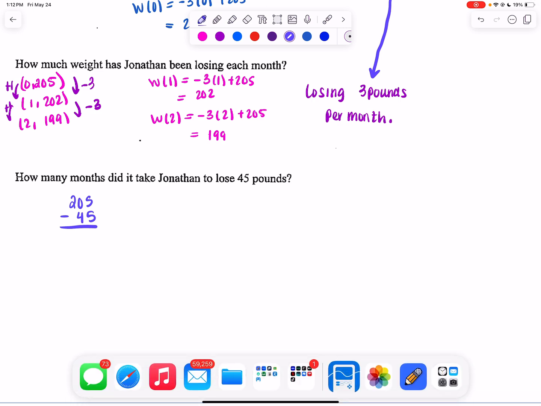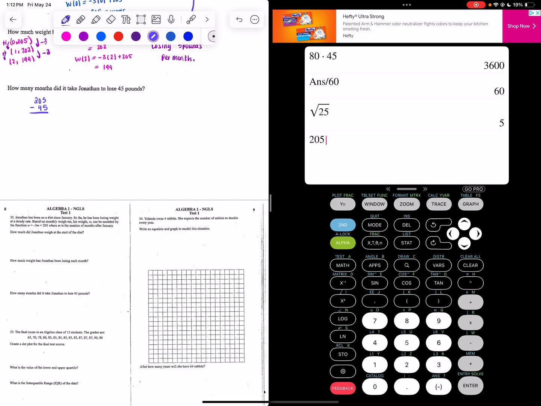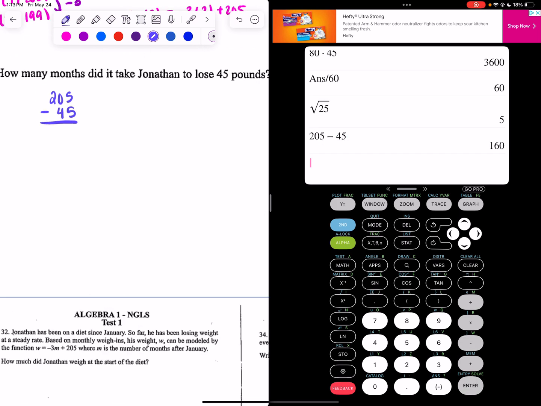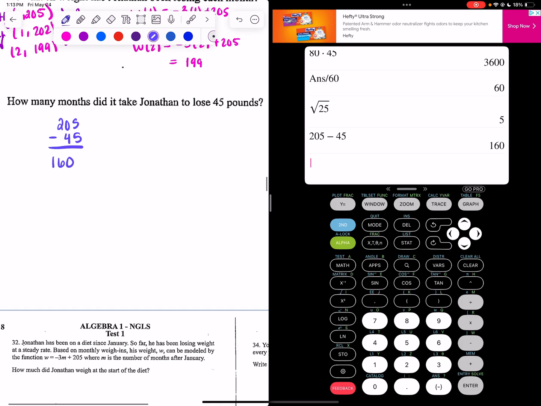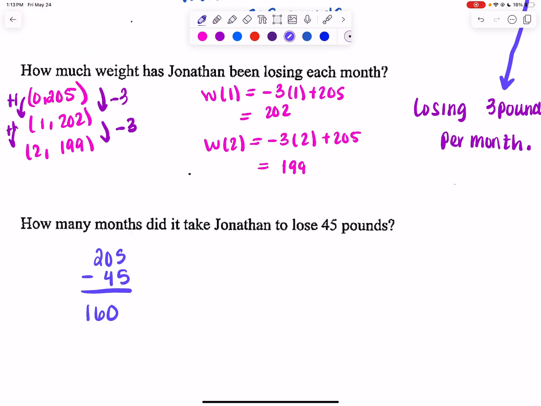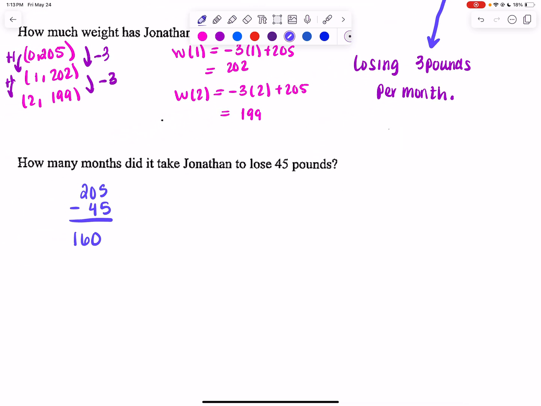I don't feel like doing that mentally, so I'm going to do 205 minus 45, and that gives me 160. So I want to figure out how many months it will take me to get to a weight of 160. So we're going to set our equation equal to 160: negative 3m plus 205 equals 160.